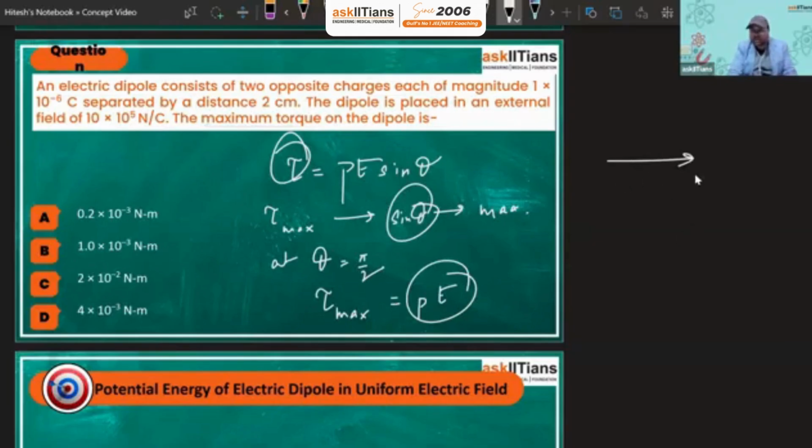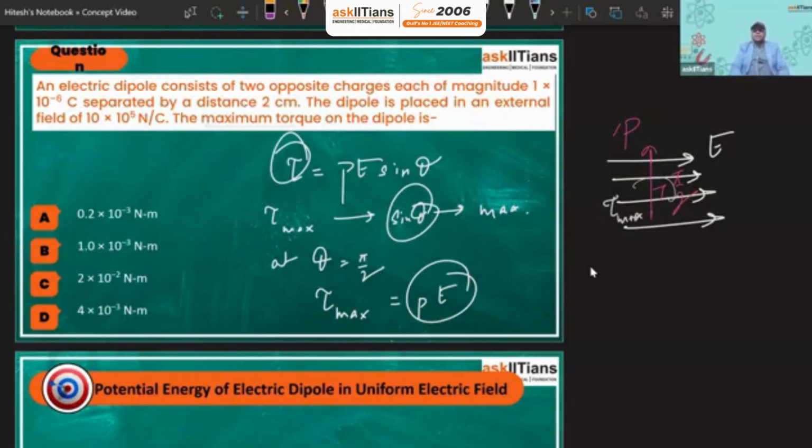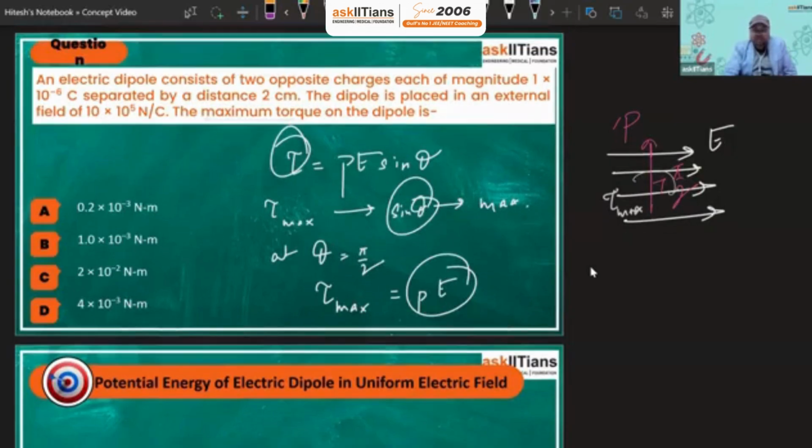So if the external electric field is like this, then this position of the dipole would be considered as pi by 2, the situation having the maximum torque. So in this situation, it will be having maximum torque, tau max. Getting it? All right.